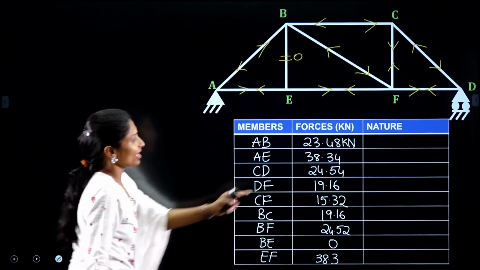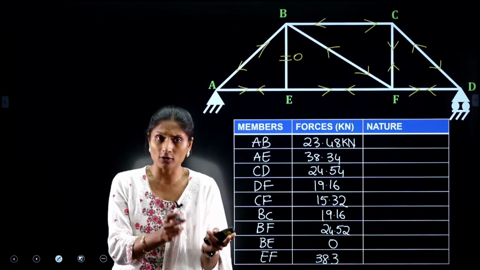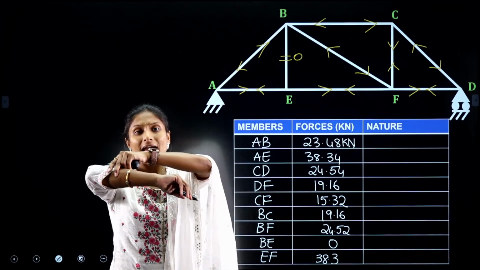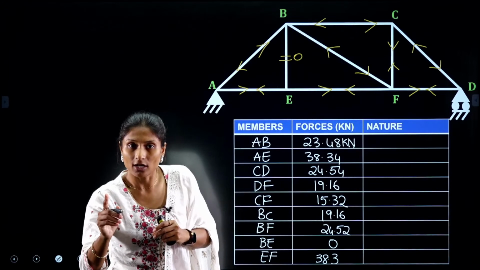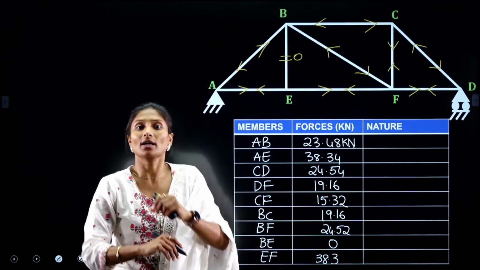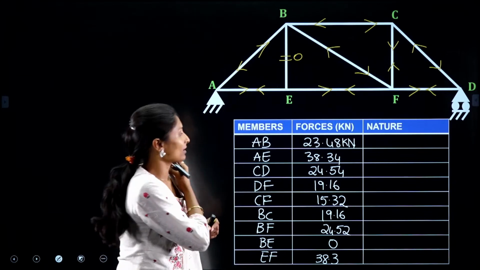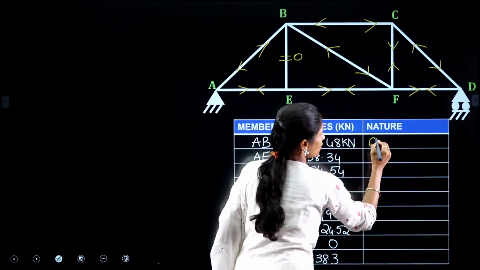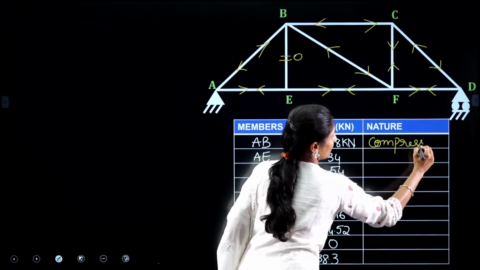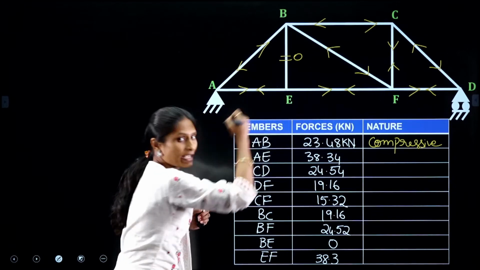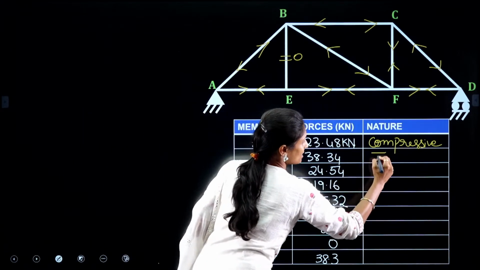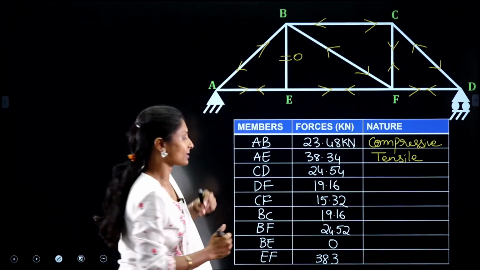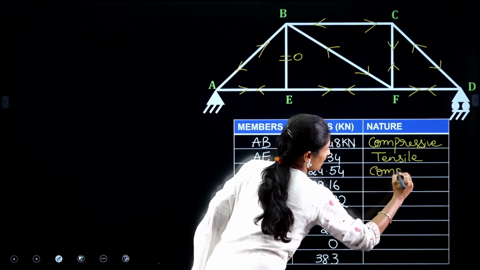Now we have to write the nature of the forces. Nature means whether the force is tensile or compressive. So what should you remember here? When a force is acting away from the joint, it is called as tensile force. When a force is acting towards the joint, it is called as a compressive force. So in the member AB, it is acting towards the joint. So the nature of the force is compressive. In the member AE, it is acting away from the joint. That means the nature of the force is tensile. Then in the member CD, it is acting towards the joint. So the nature is compressive.